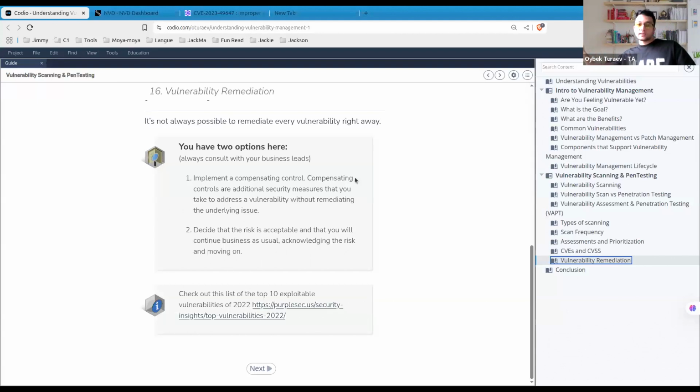So that's why it's going to be a bit complex in big organizations to make a decision on this. That's why sometimes we may face such decisions or cases.